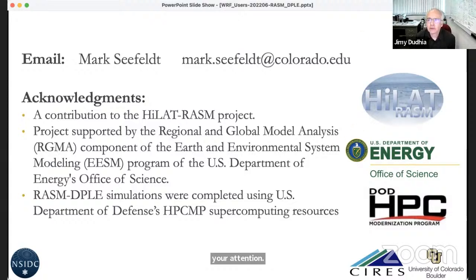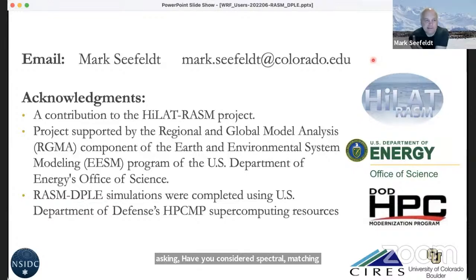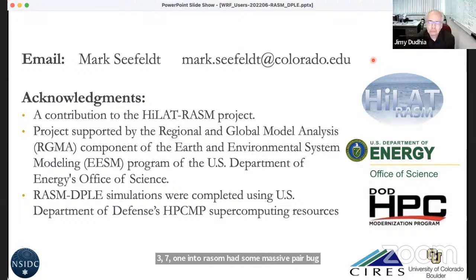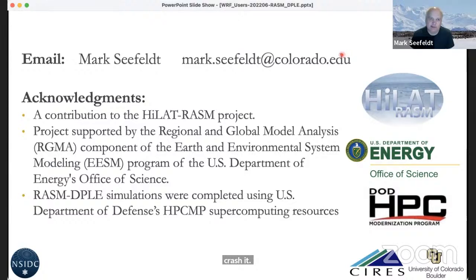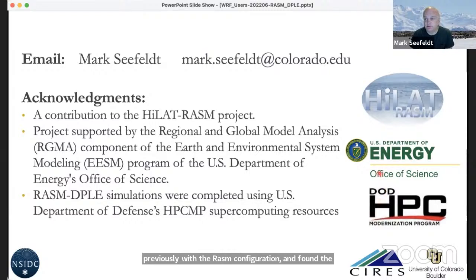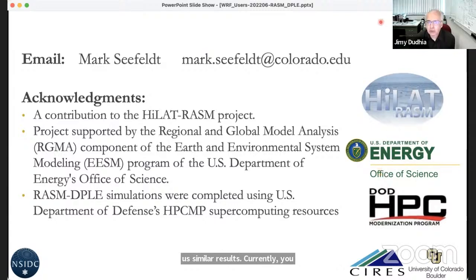I see one question so far from Wei Wang, who's asking, have you considered spectral nudging? The spectral nudging, when we implemented WRF 3.7.1 into RASM, had some massive error bug that would crash it. I worked with Dave to try to sort this out, and we were not able to. We did some studies previously with the RASM configuration and found that using grid nudging or spectral nudging was showing us similar results. So currently you do nudging just above 500, that's grid nudging, right? Correct.